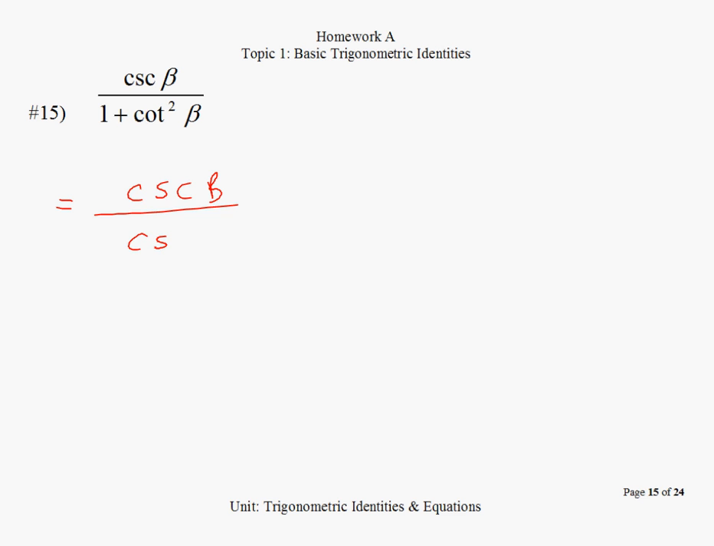15, using the Pythagorean identity, 1 plus cotangent squared of beta is cosecant squared of beta. On the top, you got cosecant of beta. On the bottom, you get cosecant squared. So cosecant cancels on the top and the bottom. Quotient identity, 1 divided by cosecant squared. 1 divided by cosecant of beta is sine of beta.